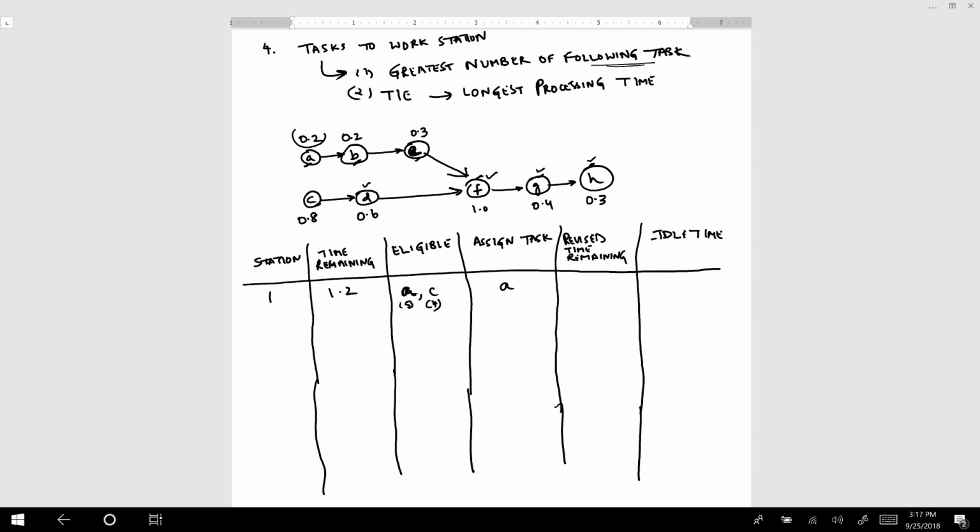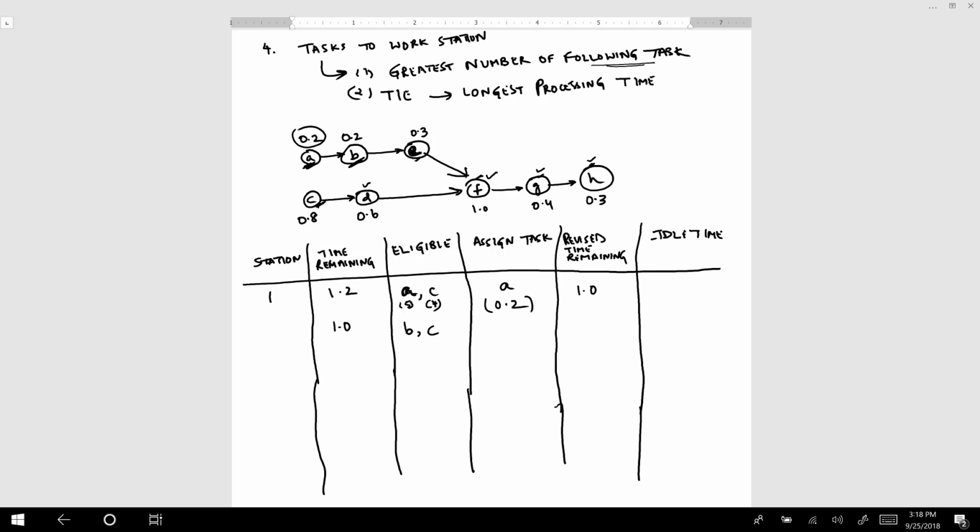A takes 0.2 minutes. So the time remaining is, this is the amount of time I would require now, I'm left with 1 minute. So the time remaining I will transfer here. So the next step is, now I am done with A, so this is done. The next eligible would be, because A is done, B can be started, and then C.